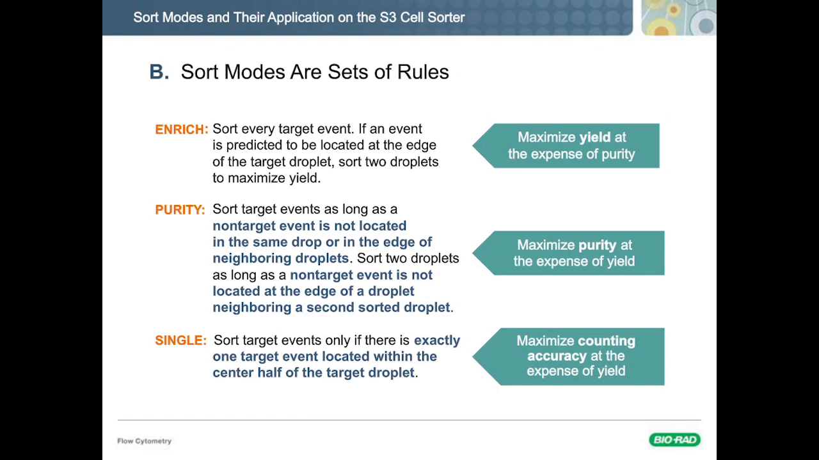Purity is where it starts to get a little more complicated. It says, I want these particles, but don't compromise the purity of my sort. Single mode is great when you need exact counting. I want 1 particle in this well so I can clone it, or I want exactly 100 in here for whatever experiment I'm going to run. And it gives you much tighter control over the counting statistics.